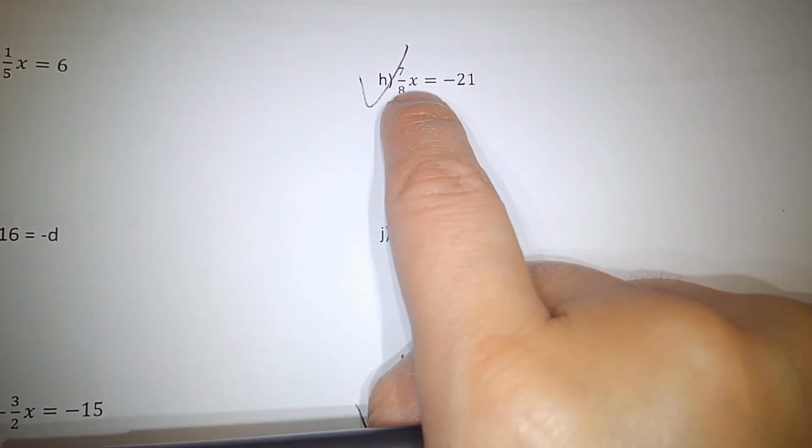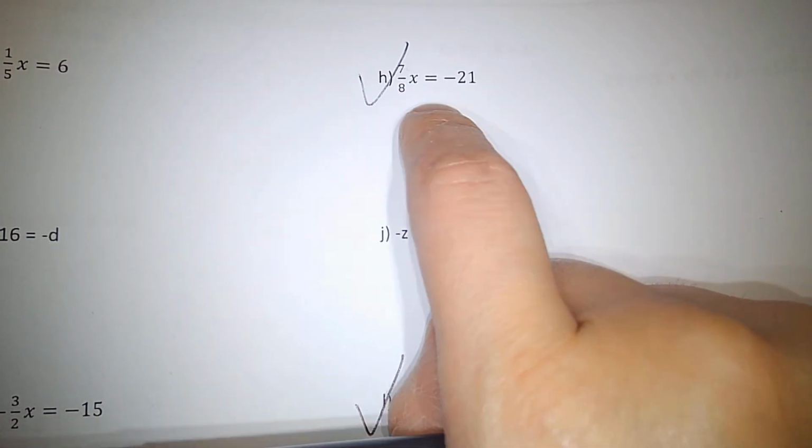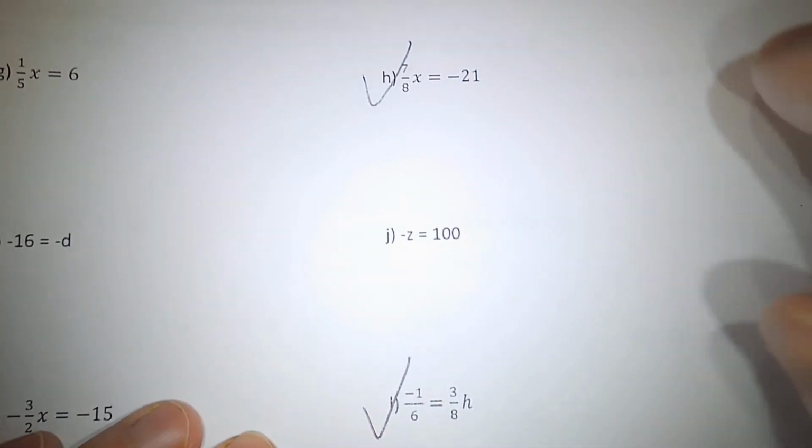Over 8 times x equals negative 21. How to solve for x?